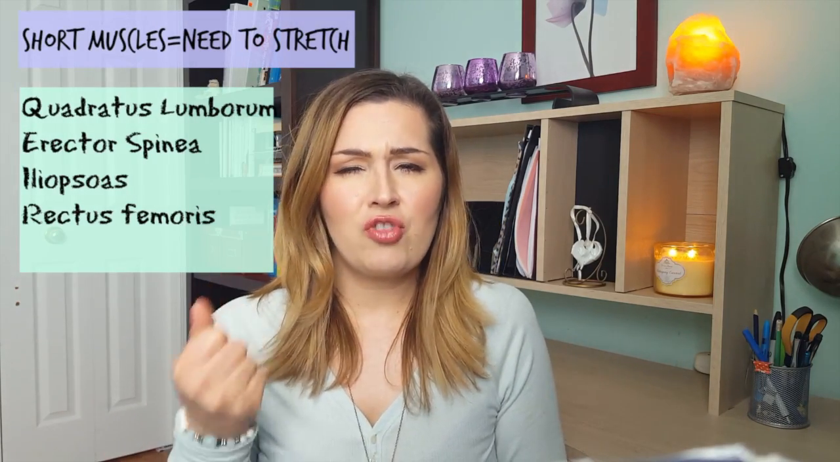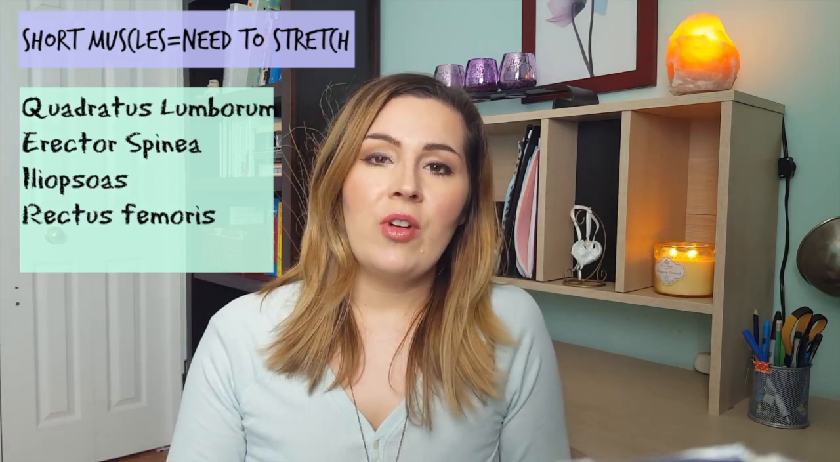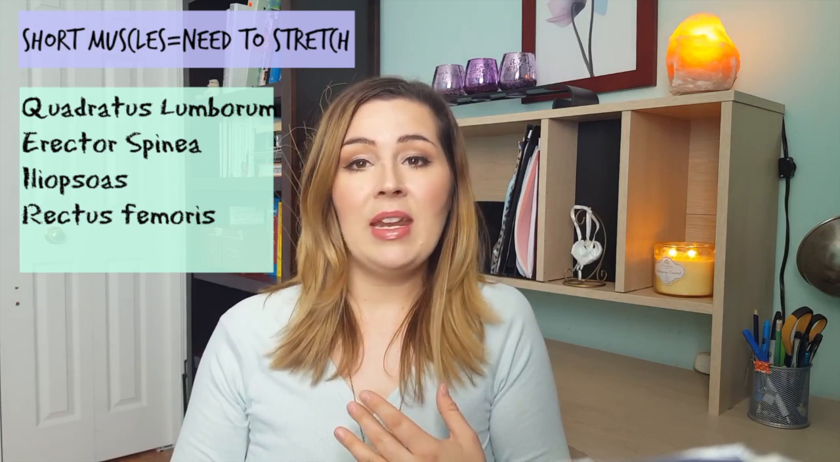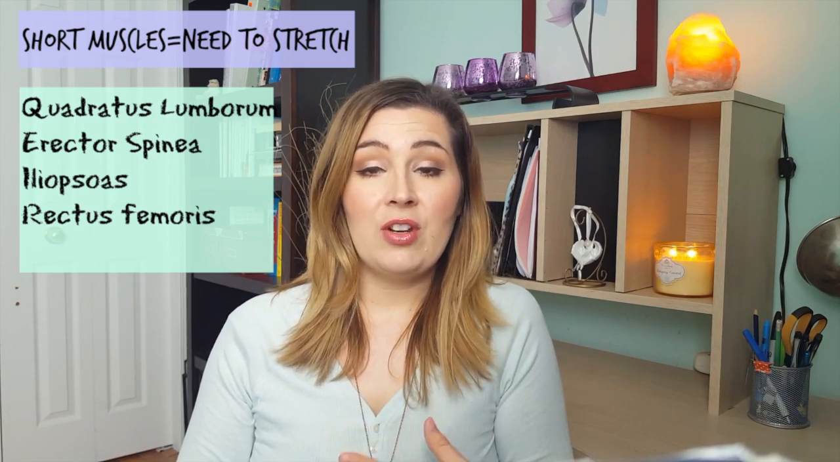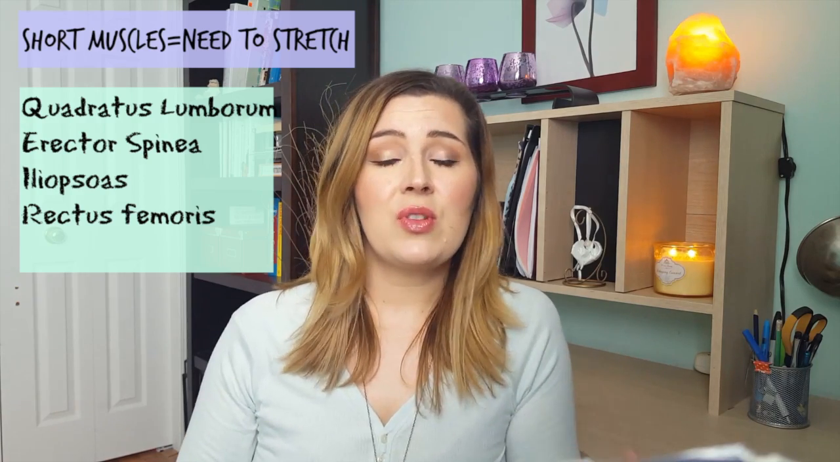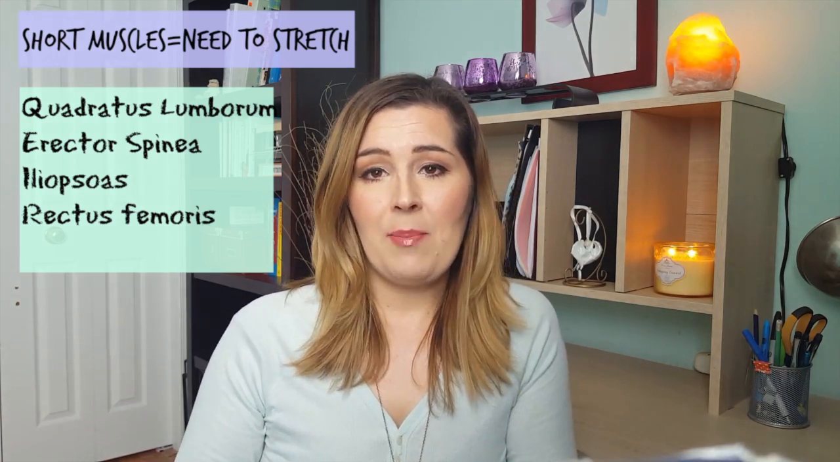And also on the shortened side, they become short and tight. Those muscles are going to be at the front. It will be your iliopsoas, so your main hip flexor. It's going to be your rectus femoris, which is also one of your hip flexors, but it's also one of the quadricep muscles.